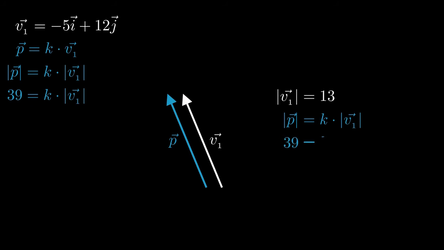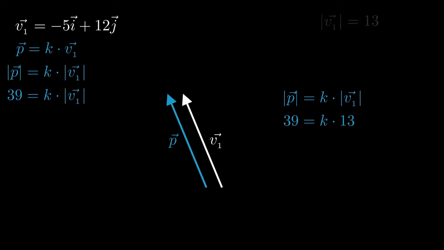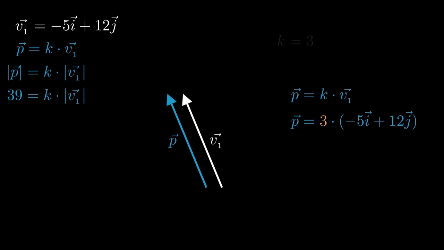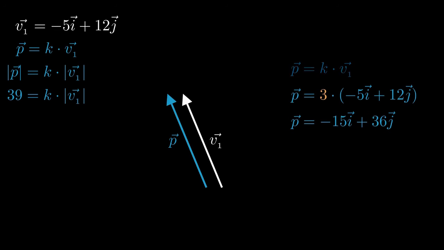So we have the magnitude of p is 39, the magnitude of v1 is 13, and 39 divided by 13 is 3. So k equals 3. Now, all we need to do to find p is take k times v1. And multiplying a scalar times a vector is easy. You just distribute it across the parentheses. So you have 3 times negative 5, negative 15i, and then 3 times 12, 36j. Okay, so there's p for you.